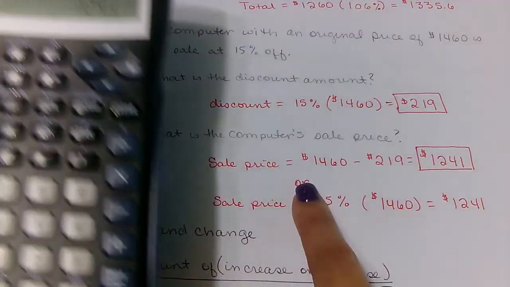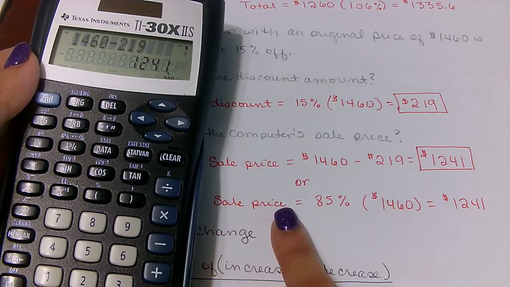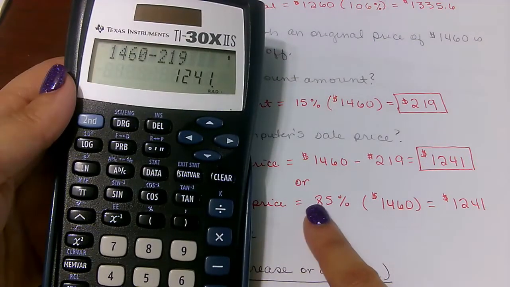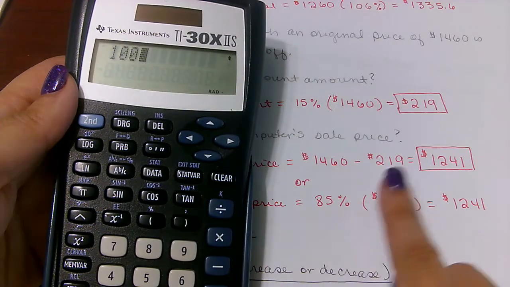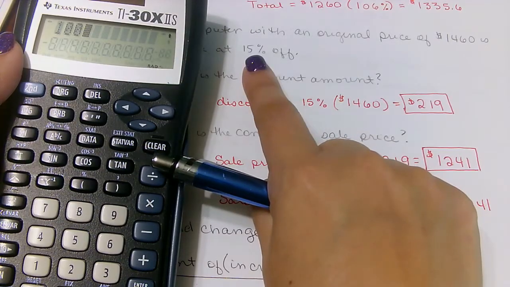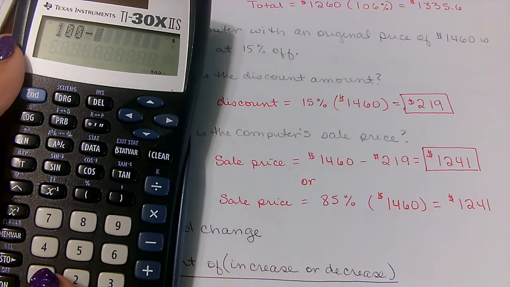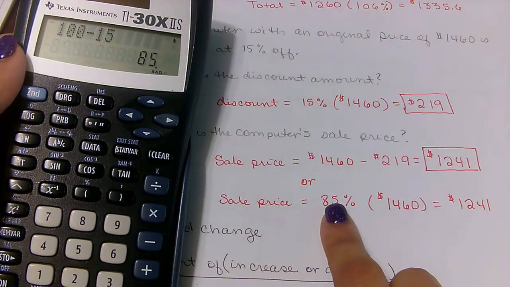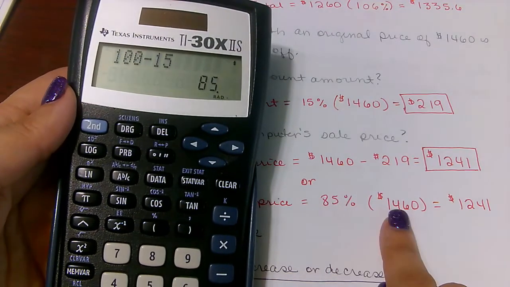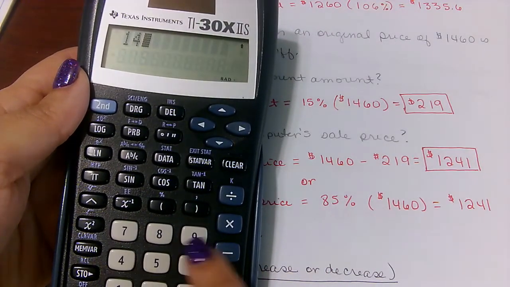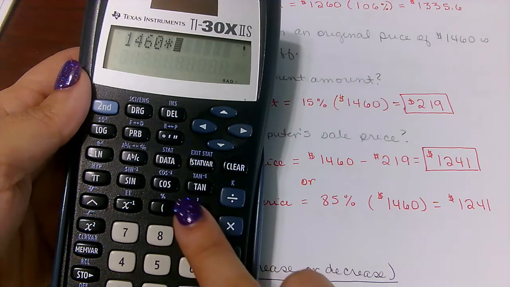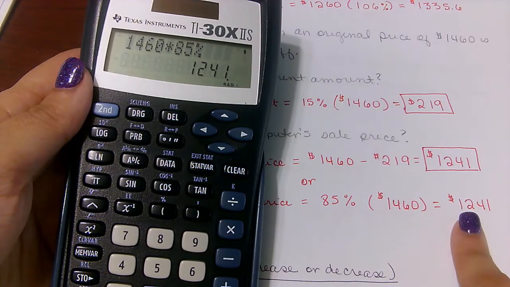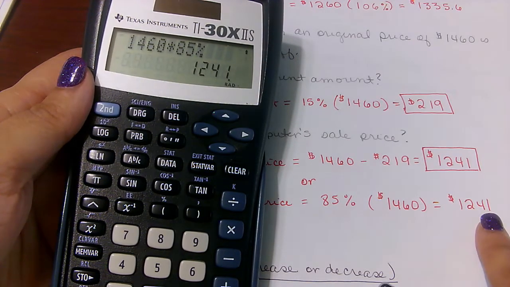We can also determine the sales price if we take 15% off 100. So remember, our value is originally 100, but if we can take 15% off, I'm going to subtract 15. That means I'm only paying 85% of the total cost. So if the computer was $1,460, I would be paying 85% of that. It still gives you the exact same value.